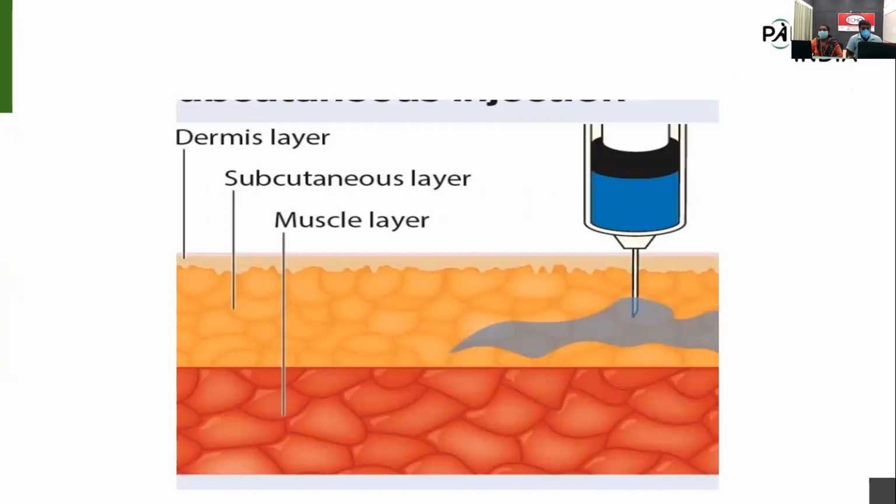Before going to the next slide, I am just making you aware of the skin layers. I think everybody knows about this, but the subcutaneous layer is the second layer below the dermis layer, and the third layer is the muscle layer. In between the dermis layer and the muscle layer, we can see the subcutaneous layer. On this subcutaneous layer only, we are injecting or administering the medicine. That's the main topic, subcutaneous injection or subcutaneous infusion.